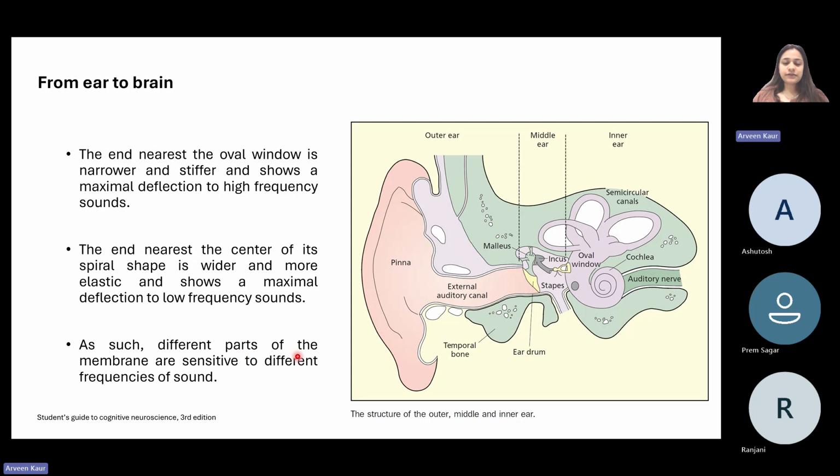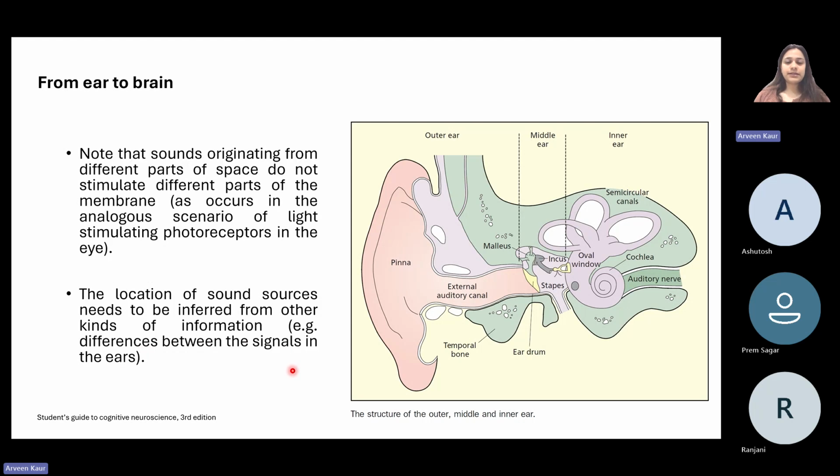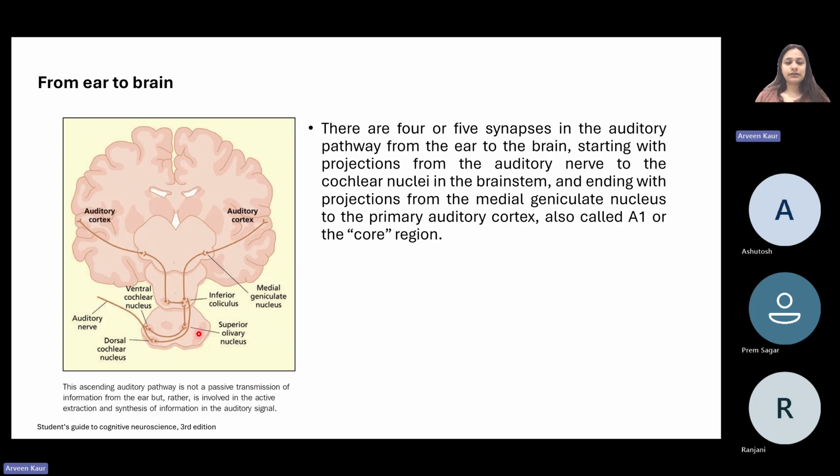As such, different parts of the membrane are sensitive to different frequencies of sounds, and sounds originating from different parts of space do not stimulate different parts of the membrane, right? However, the location of sound sources needs to be inferred from other kinds of information, that is differences between signals in the two ears, right? So for instance, I will know that the sound is coming from my right if there is more stimulation in the right ear than the left ear, right? So that is how the distinction is generally made.